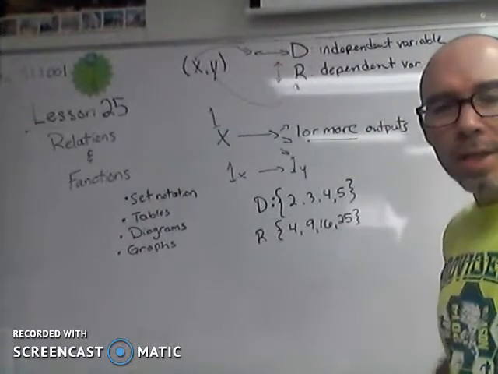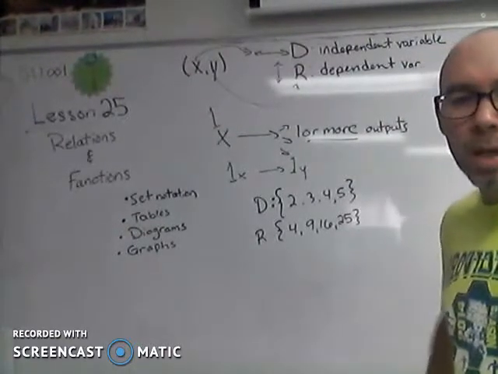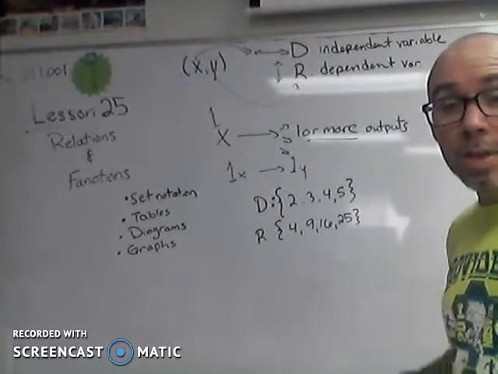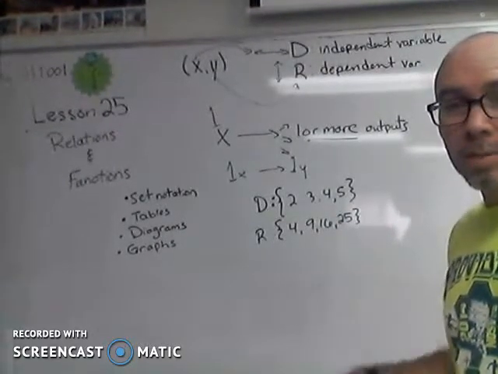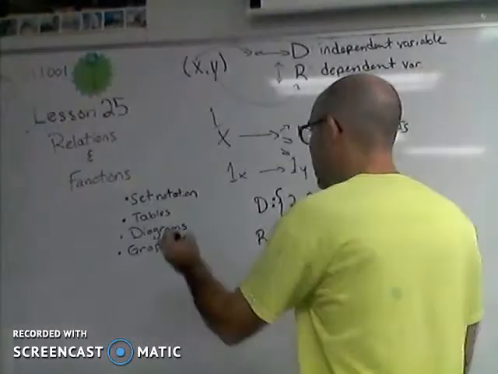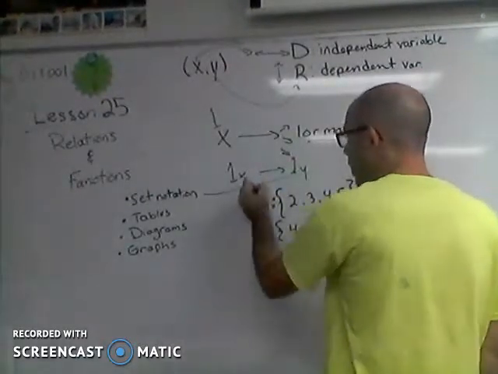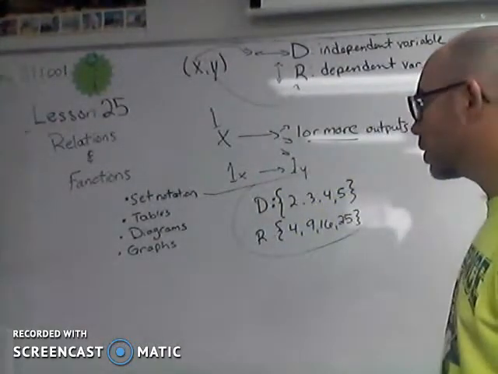So set notation is one way to represent a relation or a function. You just list the numbers that go in, and you list the numbers that come out. Okay, that's the first way to represent one of these types of relationships.